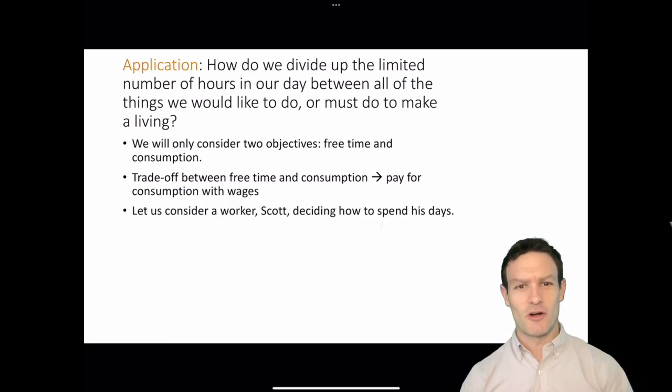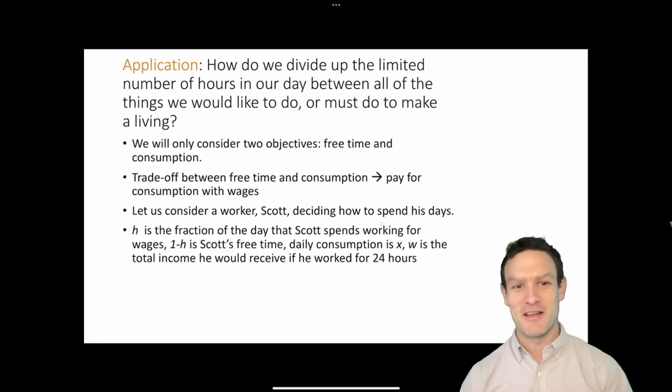So we're going to consider a worker, Scott, and Scott is going to decide how to spend his time on his days. So H is the fraction of the day that Scott spends working for wages. 1 minus H is Scott's free time, and his daily consumption is X. W is the total income he would receive if he worked for 24 hours.